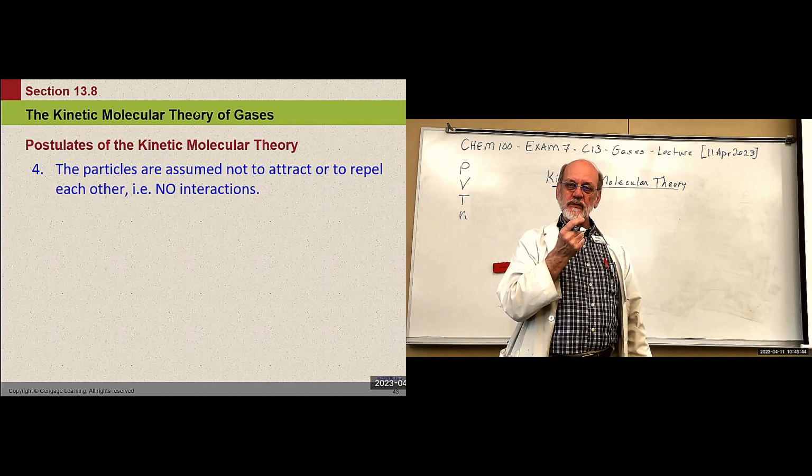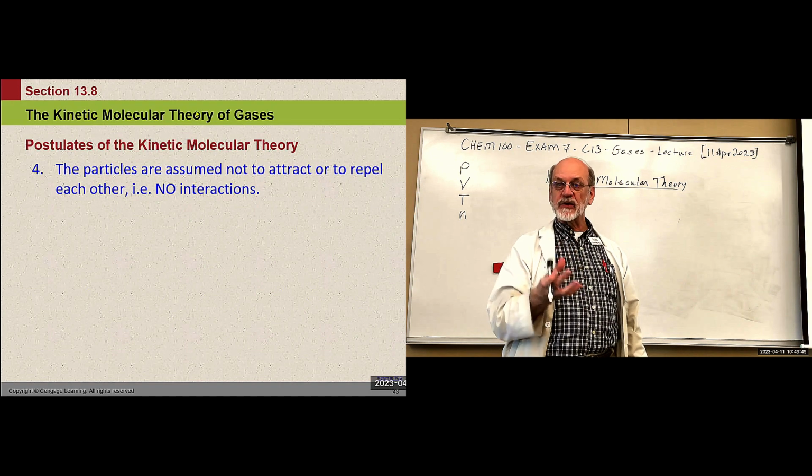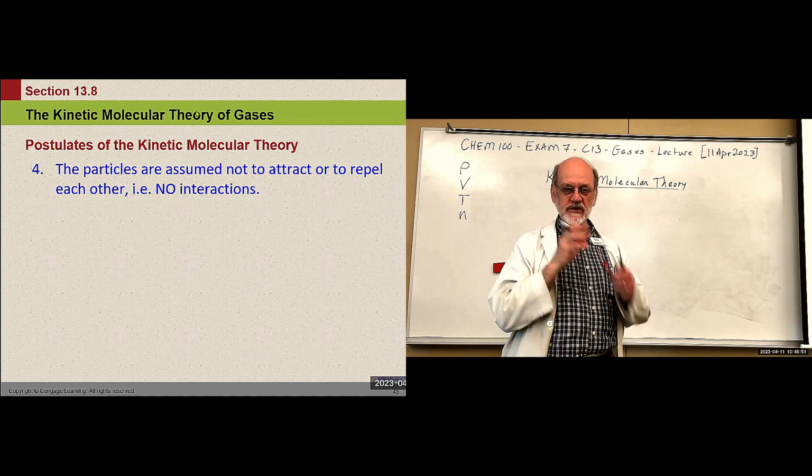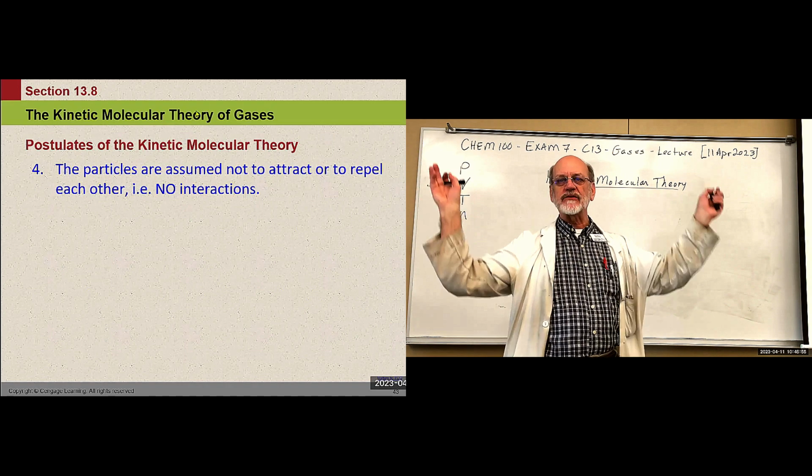We also have to assume that there are no interactions among the particles. They just behave like billiard balls. When they hit each other, they just bounce. The 100% elastic collision, they just hit each other and bounce off.